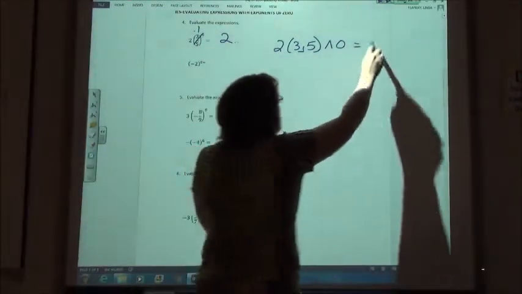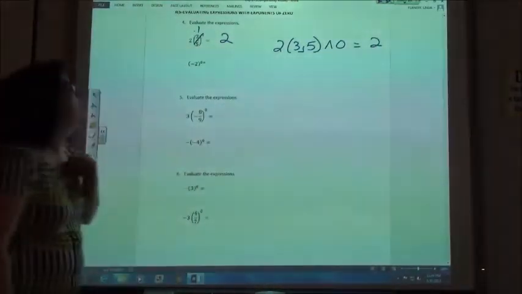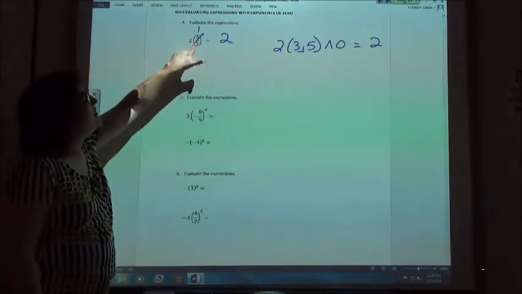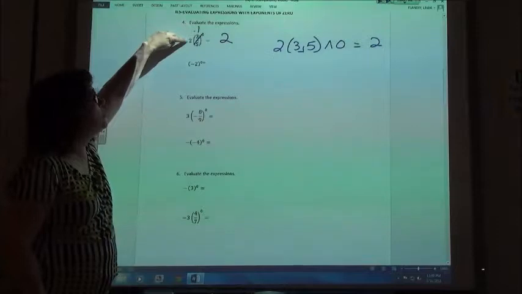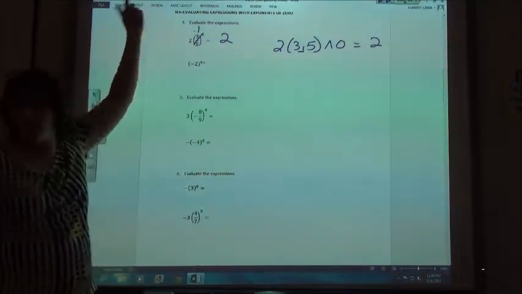You get 2, right? Why is that? Because this part that's to the 0 power is equal to 1, and then you have to multiply it by the 2 that's in front. 1 times 2 is 2.